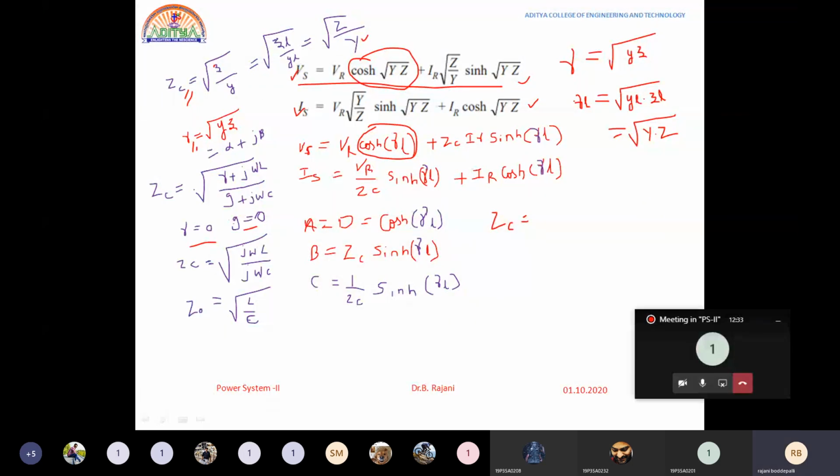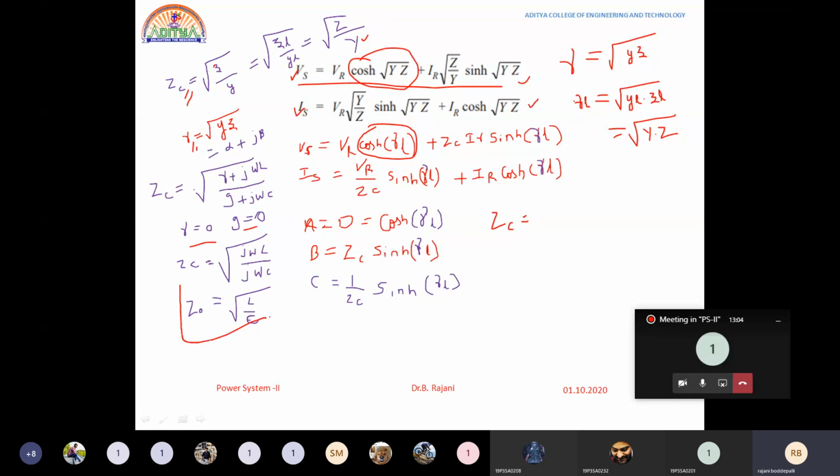In that condition, resistance becomes 0 and conductance would be 0. So I place 0, 0 over here. I will be remaining with j omega L by j omega C. That omega gets cancelled, and I will be remaining with L by C. I can also define this at no load conditions. Here Z0 is equal to root over L by C, which is called the characteristic impedance at no load.